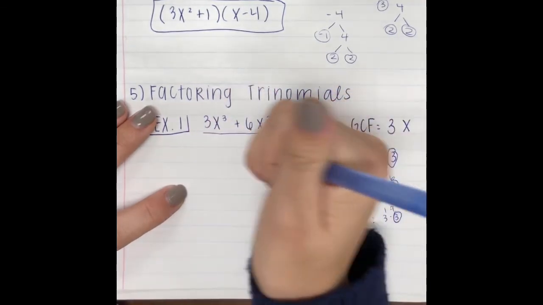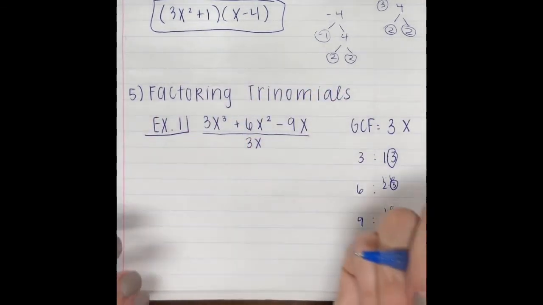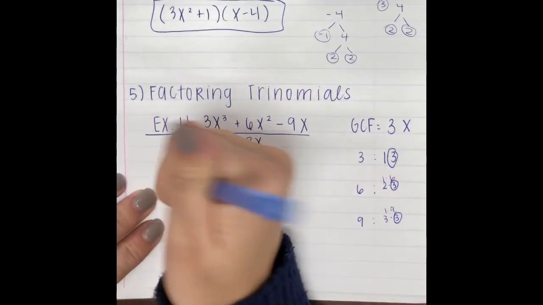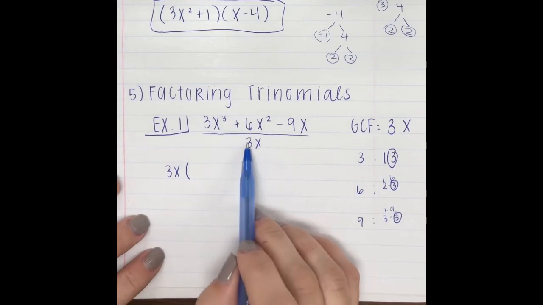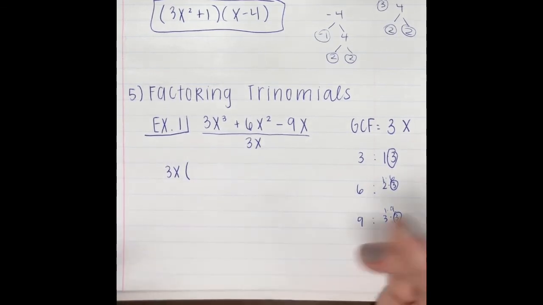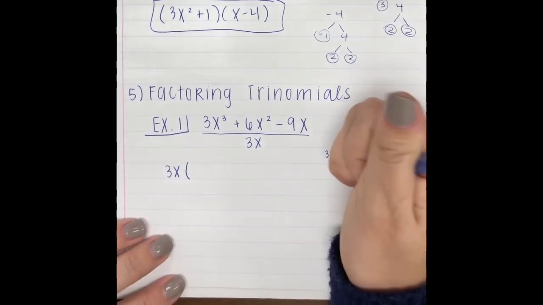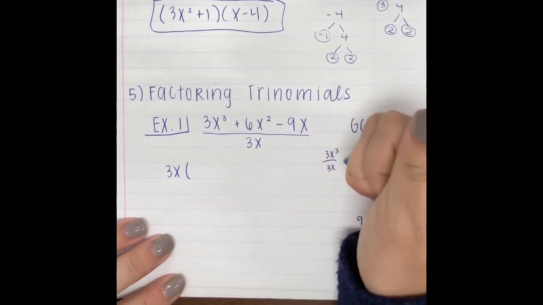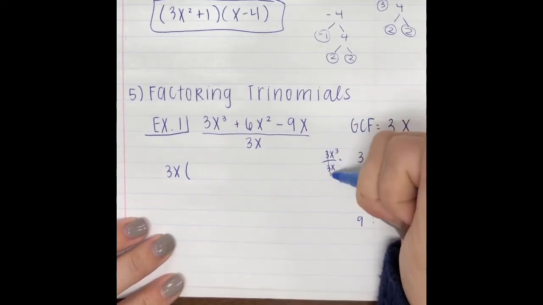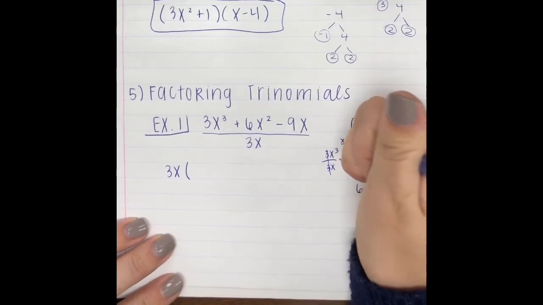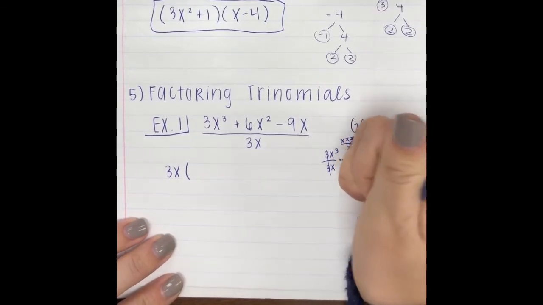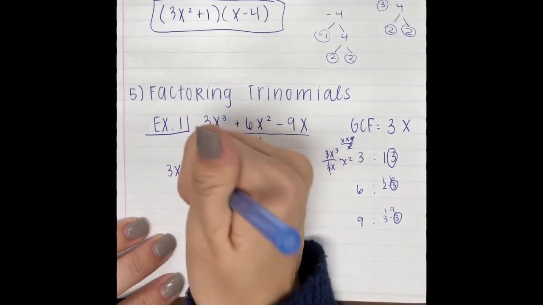So what I'm going to do is divide everything by 3x, and I'm going to put that 3x out front of my answer, okay, because I'm going to factor it out. So 3x cubed divided by 3x, if you need to write it off to the side, you can, that's perfectly fine. 3 divided by 3 is a 1, and if you have 3 x's on top and 1 on the bottom, it leaves you with 2. So we have 1x squared.